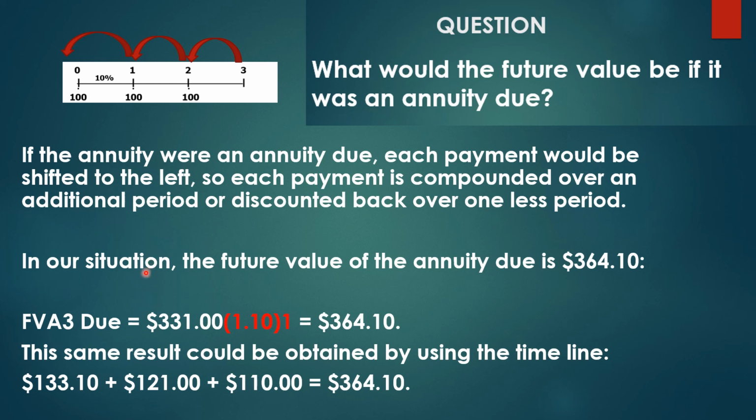Okay, so in this situation, the future value of our annuity due is 364.10. So you just add another period of 331 multiplied by 1.1, making it 364.10. Or using the same timeline, we have at year 1, 133.10, year 2, 121, year 3, 110. So that is 364.10.